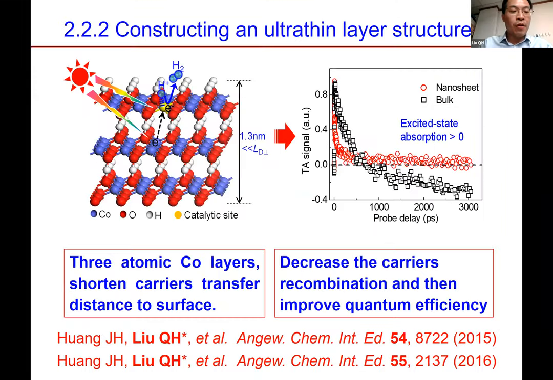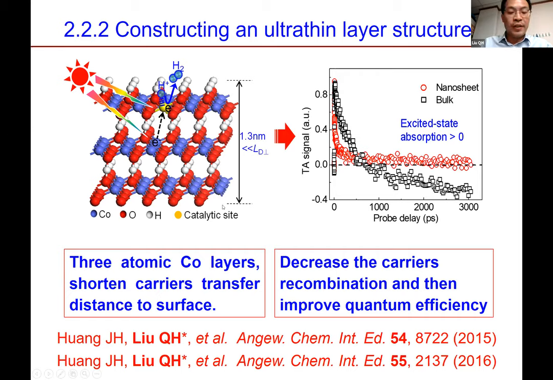In the second example, we constructed an ultra-thin atomic layer structure to improve the charge transfer efficiency. For the first time, we have fabricated a three cobalt atomic layer nanosheet, and the thickness of the nanosheet is about 1.3 nanometer. This thickness is less than the diffusion length of electrons in oxides. Thus, the photoexcited carriers can highly efficiently transfer to the nanosheet surface.